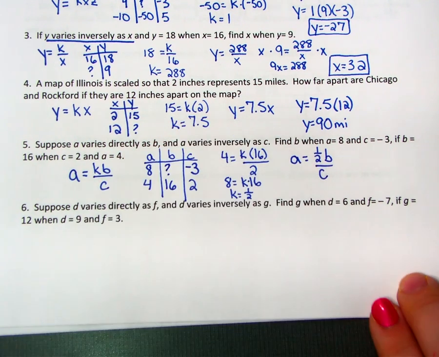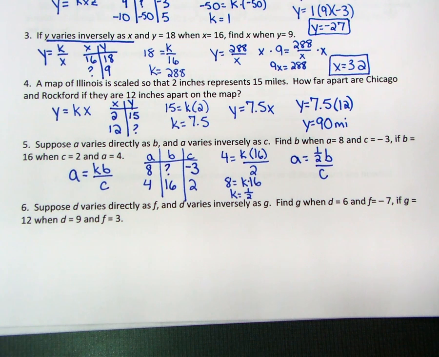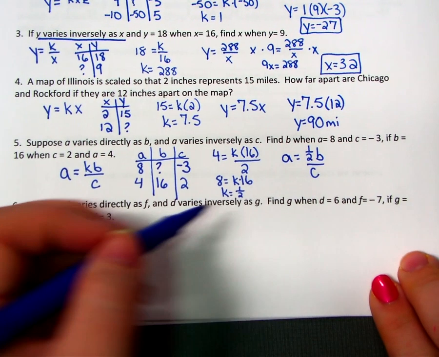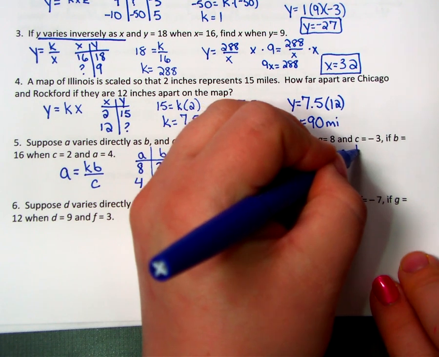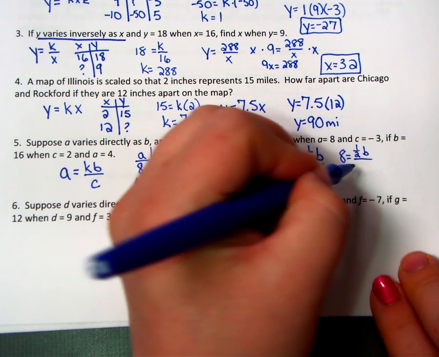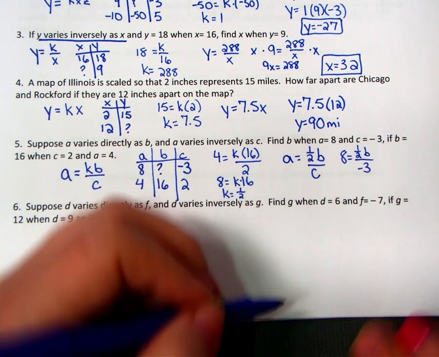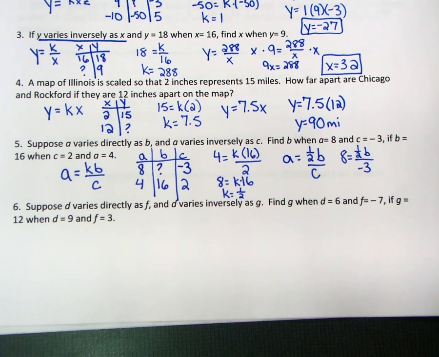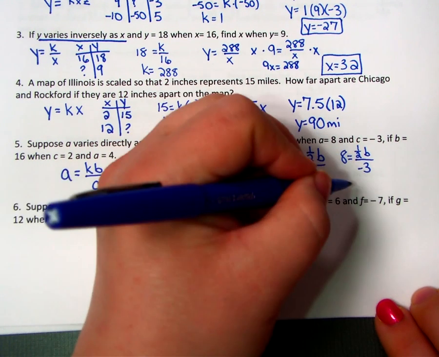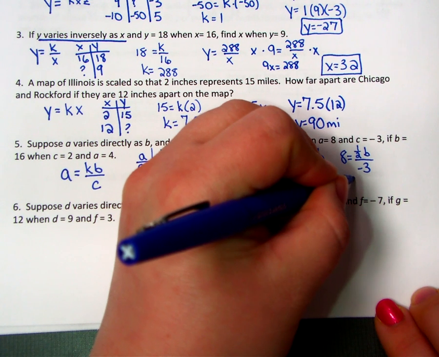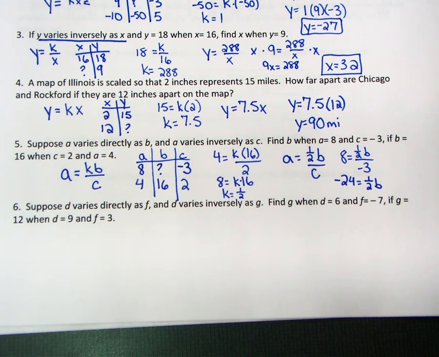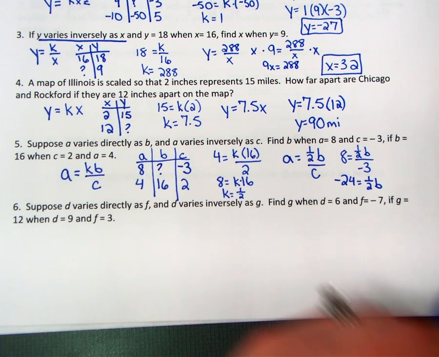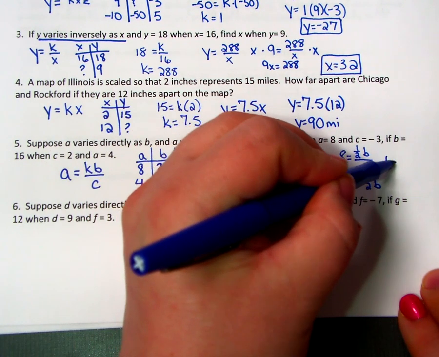Let's plug in what we know. I know A. I know C. So I'm going to solve the problem. I'm going to multiply by -3 on both sides to get it off of the denominator. And then we're going to divide by 1/2, which is the same thing as multiplying by 2. So B equals -48.